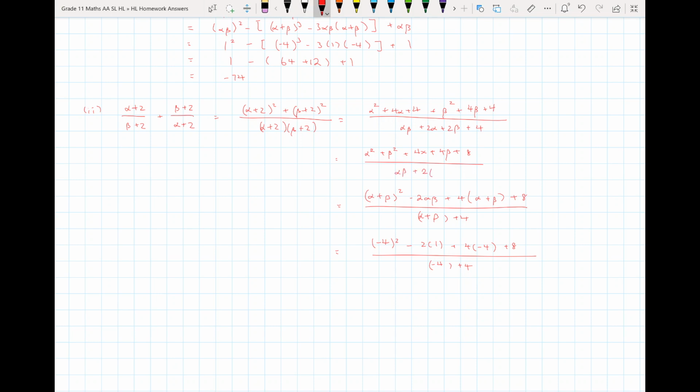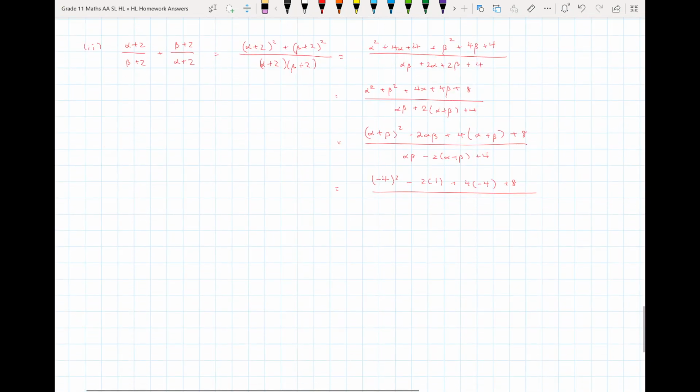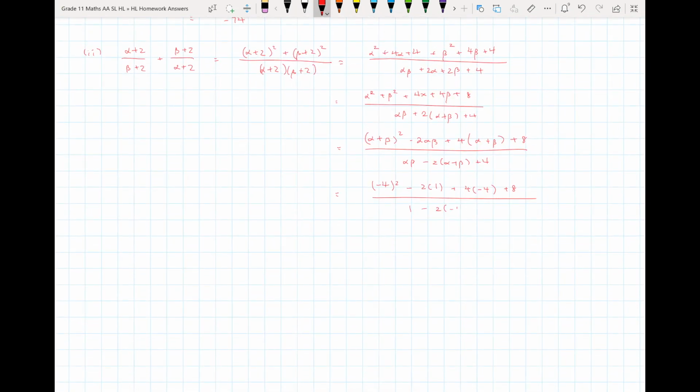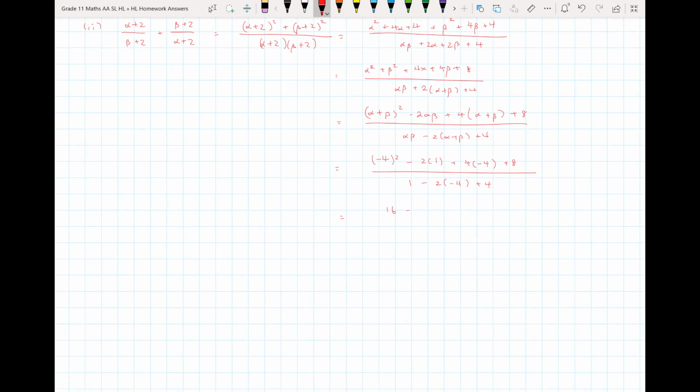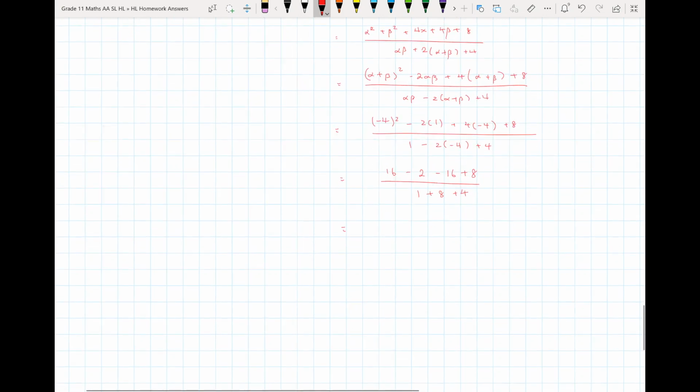So let's just take out a 2 from the middle two terms. And now minus 4 and 1, right? 1 minus this. So on the top we have 16 minus a 2 minus a 16 plus an 8. And on the bottom we have 1 plus 8 plus 4. So this cancels out. So we have 6 on the top and a 30 on the bottom. And we're done.